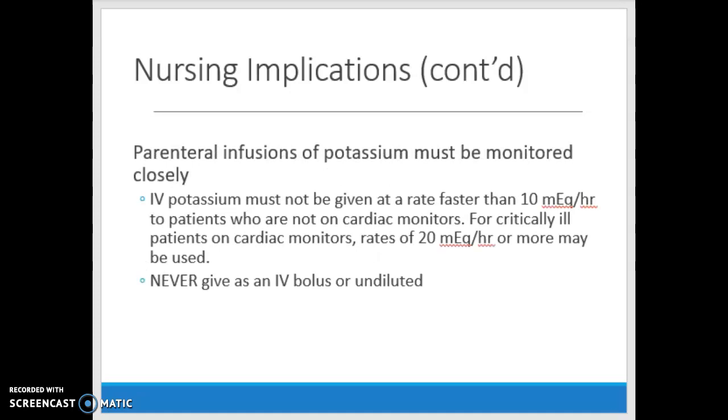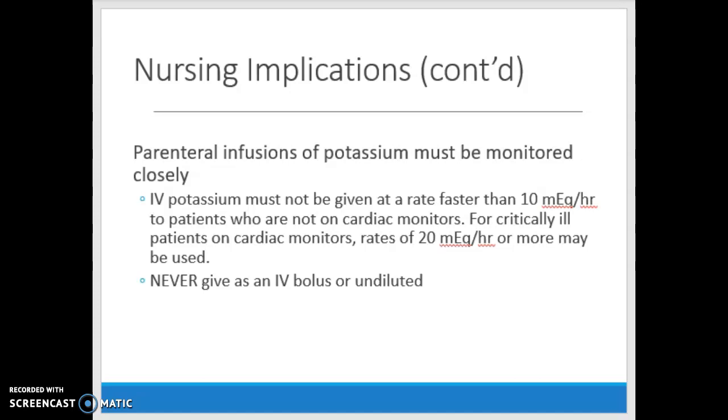IV potassium must not be given at a rate faster than 10 milliequivalents per hour to patients who are not on cardiac monitors. For critically ill patients on cardiac monitors, rates of 20 milliequivalents per hour or more may be used. But we never give IV potassium as a bolus or undiluted.